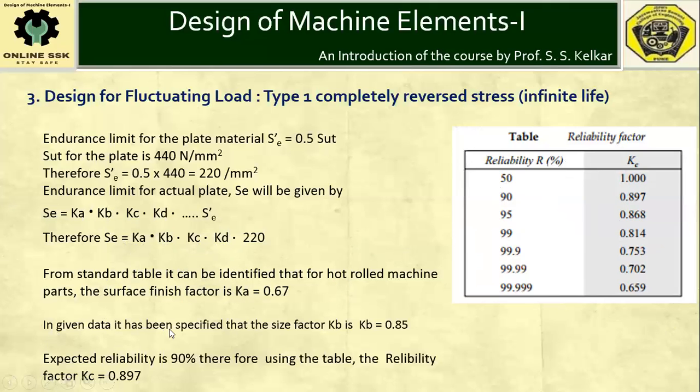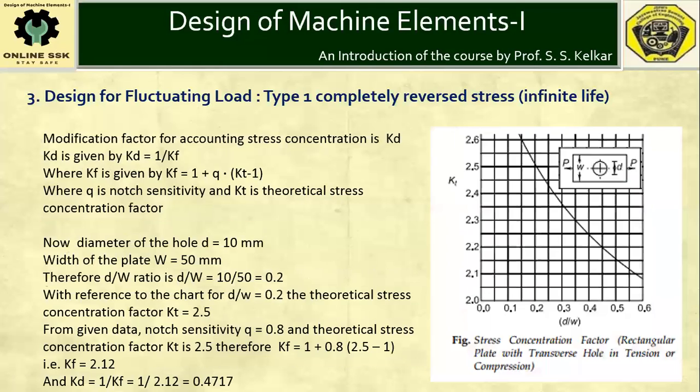In the given data itself, they have specified the value of Kb, the size factor, as equal to 0.85. Then the expected reliability is 90%, and if the expected reliability is 90%, then the modification factor Kc happens to be equal to 0.897. So Kc is equal to 0.897. So only one modification factor, Kd, is remaining. How to find out the value of Kd? That will be seen in the next slide.